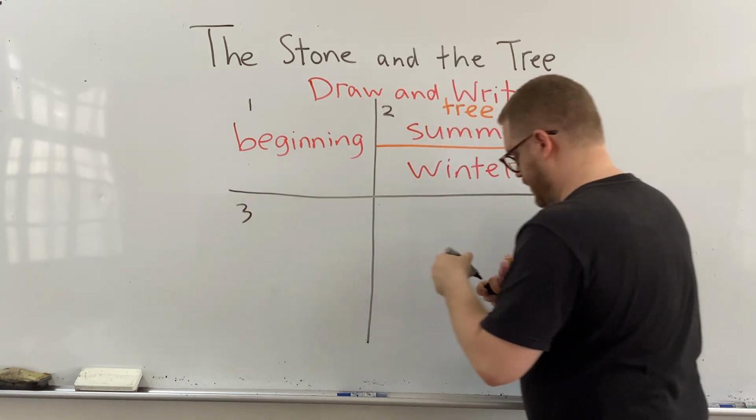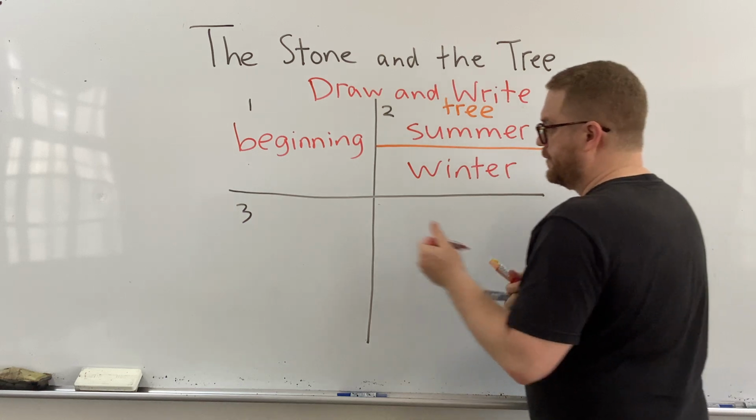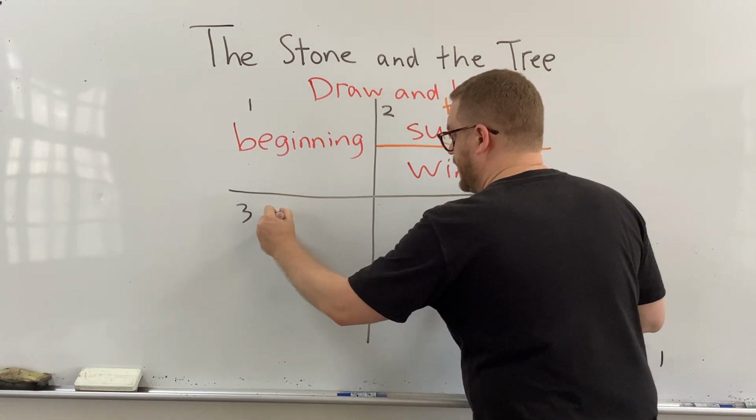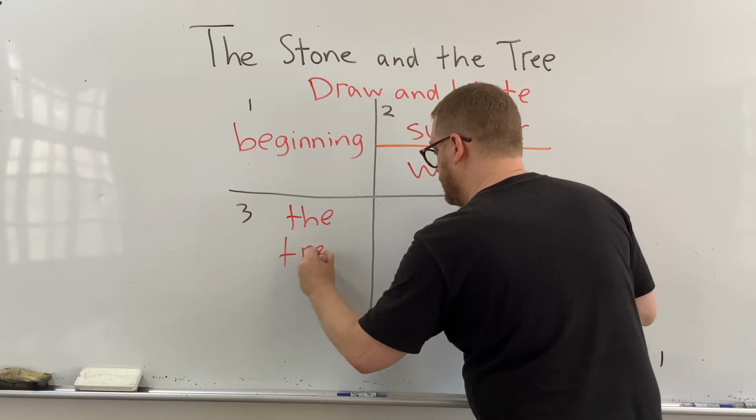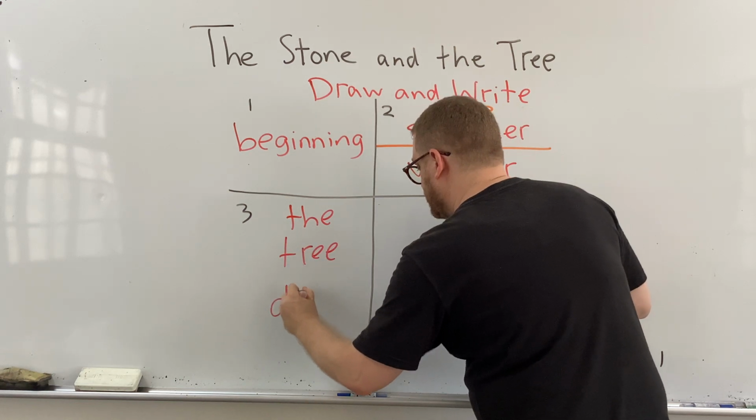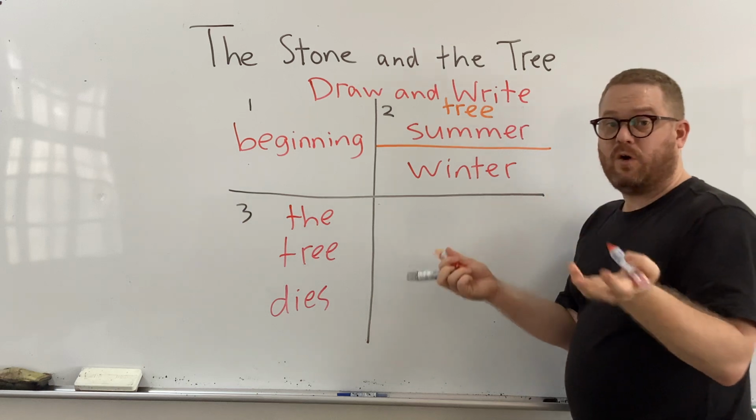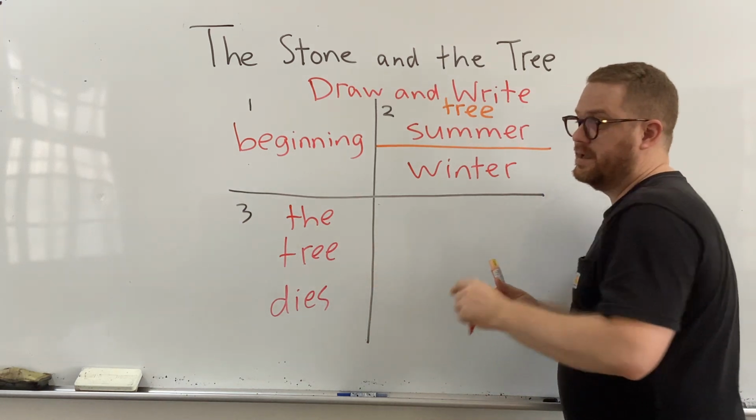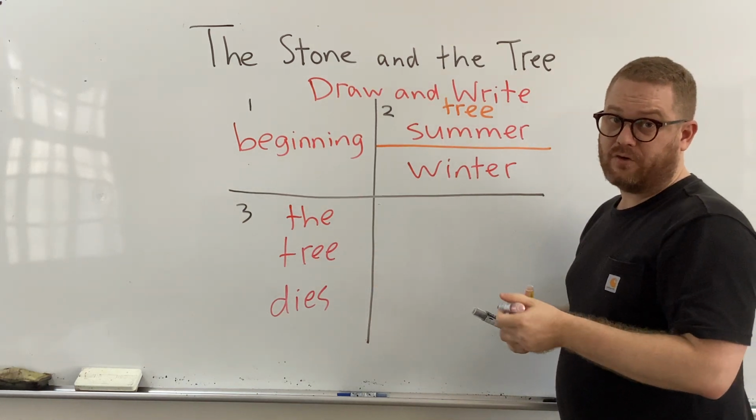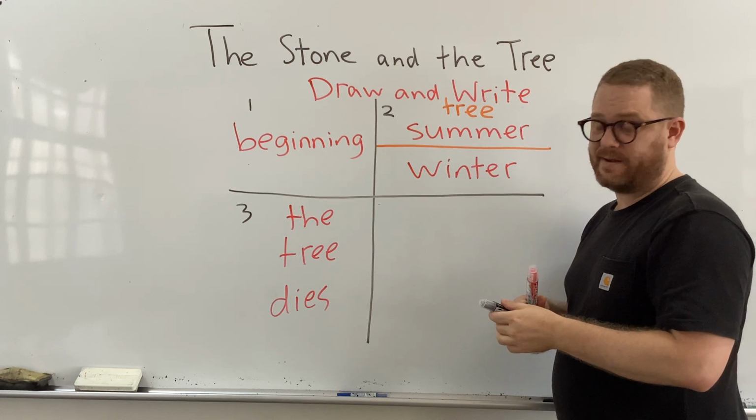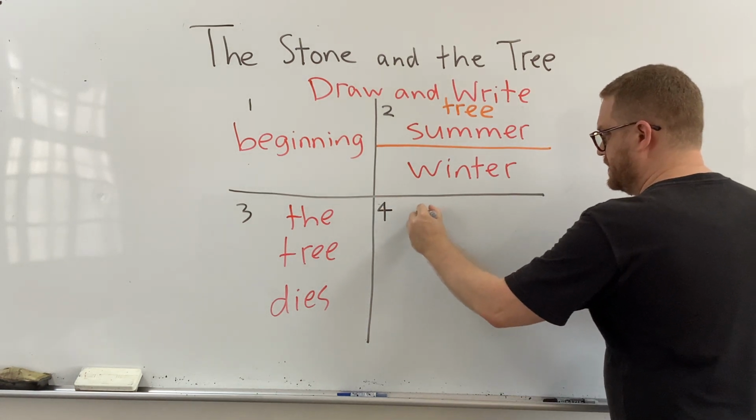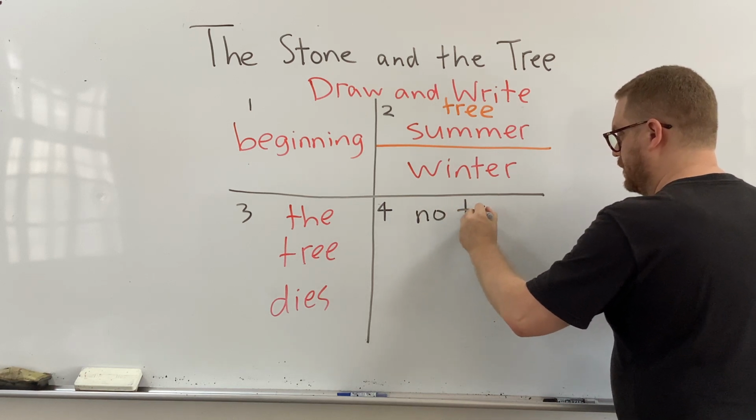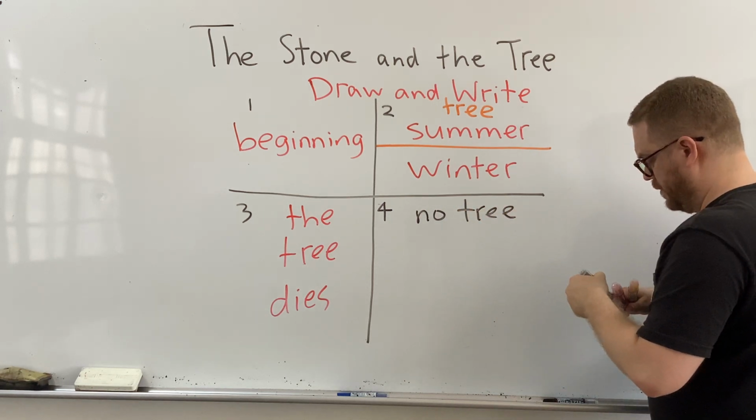Now, number 3. Number 3 is what happens when the tree dies. So how does the tree die? And how does the stone feel after the tree is dead? And number 4. Now there is no tree. So the stone is alone.